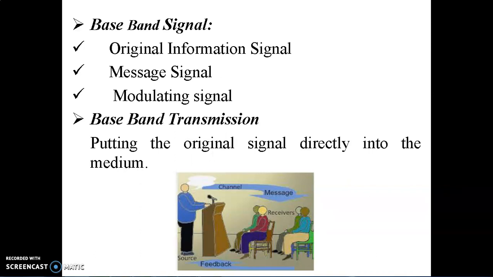Baseband signal is nothing but original information signal or the message signal or the modulating signal. These four terminologies are one and the same. Putting the original signal directly into the medium, in the sense the channel, communication channel, is called baseband transmission. So baseband transmission is suitable for small distance, in the range of within a few meters, but it is not suitable for a long distance like kilometers together.